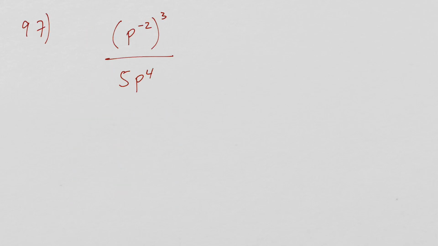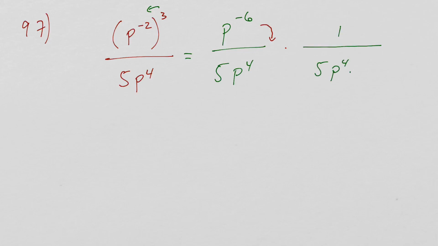Okay, in this problem, let's take care of the parentheses first. So this is going to become p to the negative 6 because negative 2 times 3. Down here we have 5p to the 4th. Now to make this a positive exponent, we bring it down to the bottom. So in the denominator, we now have 5p to the 4 times p to the 6, which is going to give us 5p to the 10th.